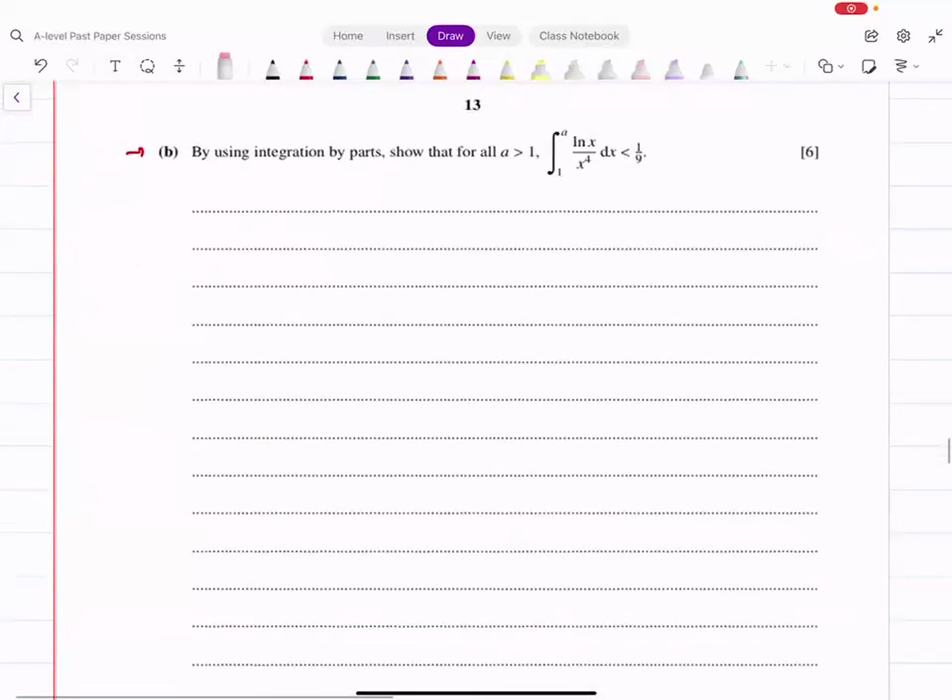It says by using integration by parts, show that for all a greater than 1, this integral is less than 1 over 9. Now, again, that's a question that's slightly different from what you normally see in past papers. Let's see how we're going to think about this.